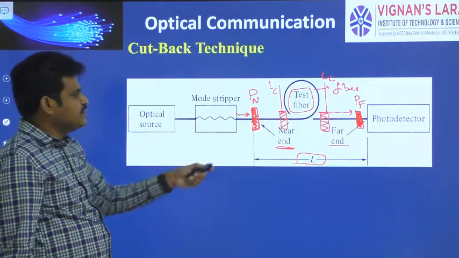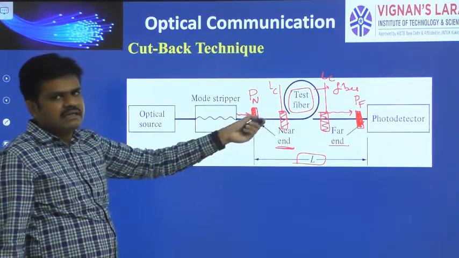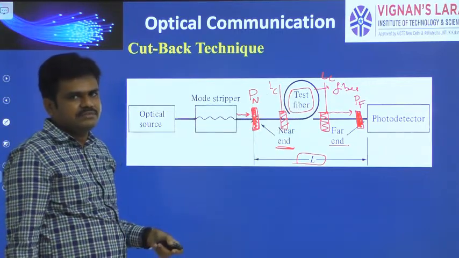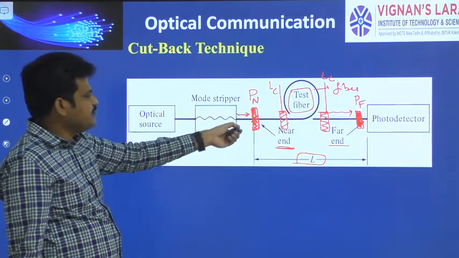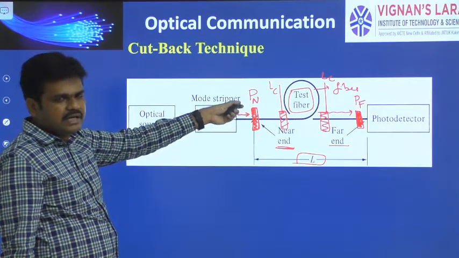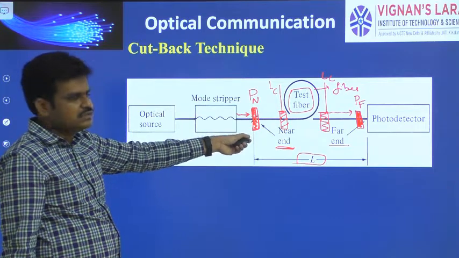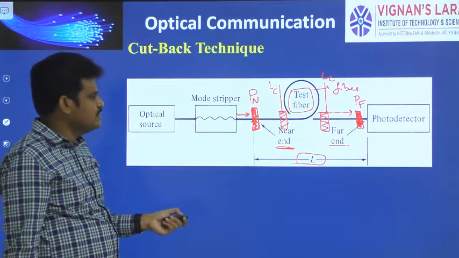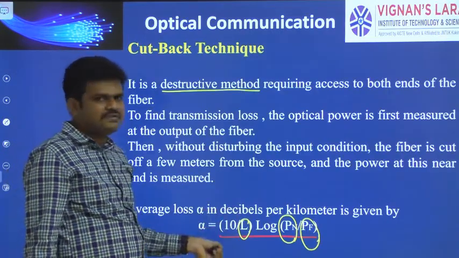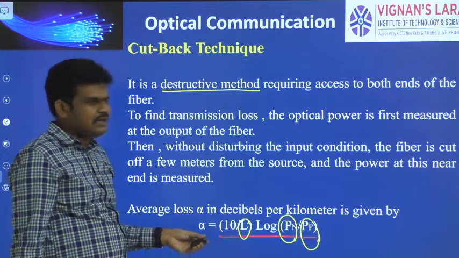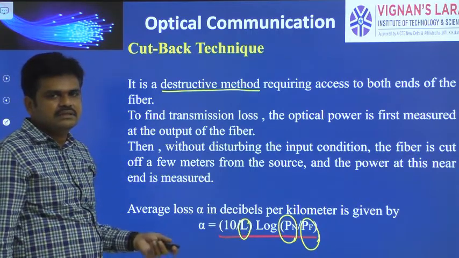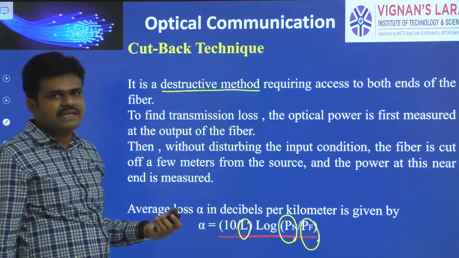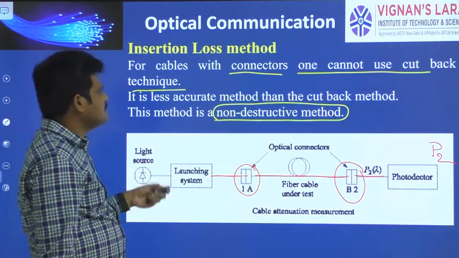In the cutback technique, we cut the fiber at the far end and measure the optical power. The second time, we cut the optical fiber near the source, called the near end, and measure the optical power. Using the formula, we are able to find the attenuation. This is called the cutback technique. If there are connectors, it is not possible to implement the cutback technique, so we go for the insertion loss method.